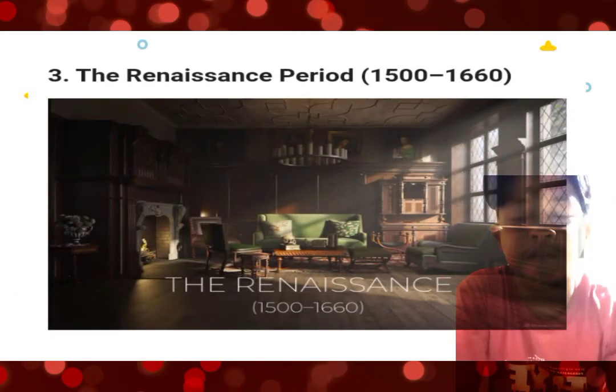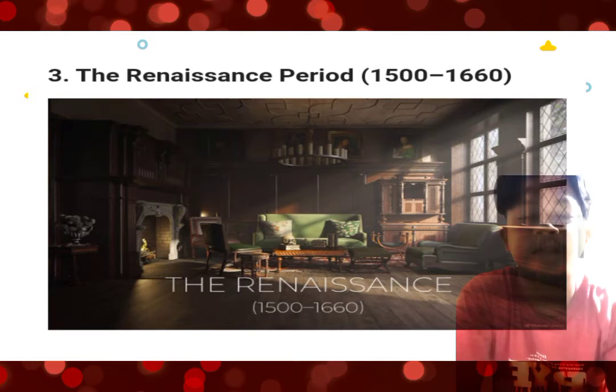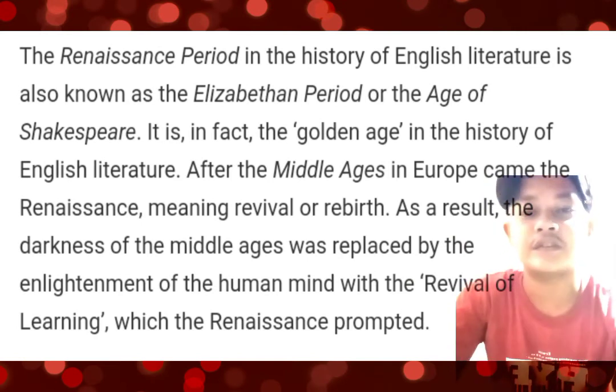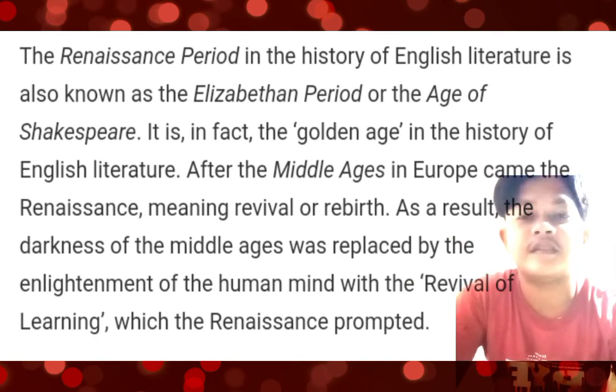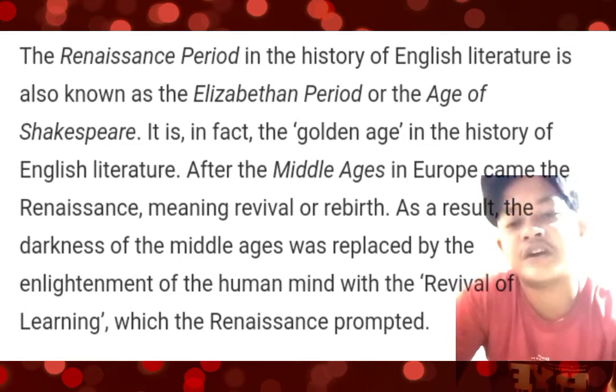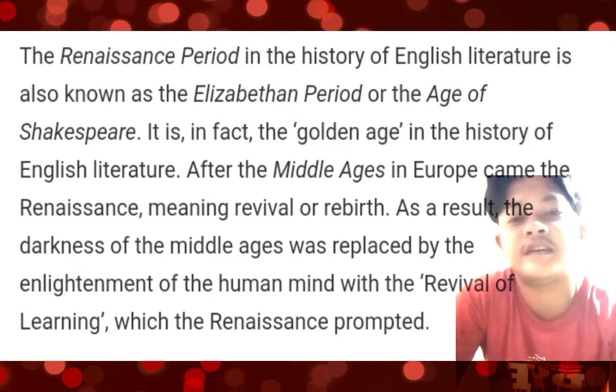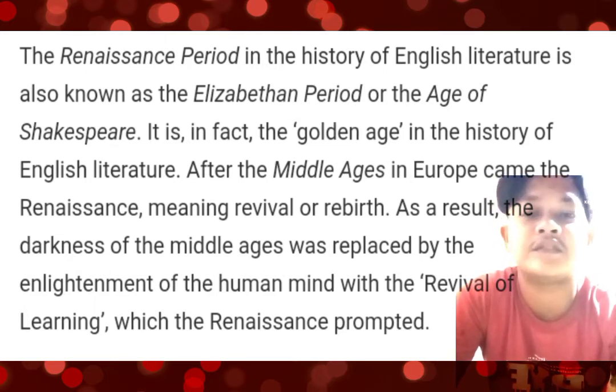So, the Renaissance period, 1500 to 1660. The Renaissance period in the history of English literature is also known as the Elizabethan period or the age of Shakespeare. It is, in fact, the golden age in the history of English literature.